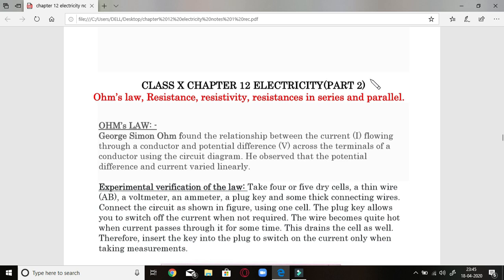Hello, good evening students. Today we will talk about the second part of chapter number 12, electricity, physics. In the first part we covered charges, current, potential difference and electric circuit, whereas in this second part we will move ahead and cover Ohm's law, resistances in series and parallel along with resistivity.